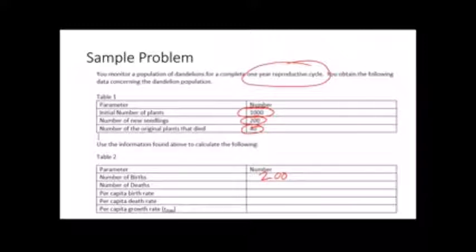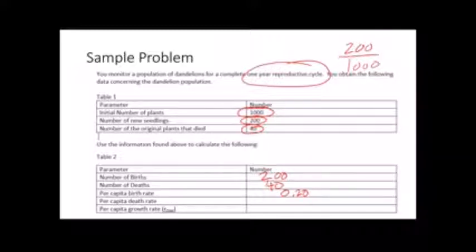We also want to know the number of deaths. Well, the problem tells us that 40 plants died during that first year. So we're just going to pencil in 40. Now the per capita birth rate. Remember, that's the birth rate per individual. To calculate that, we had 200 births out of the total population size of 1,000. So if we divide that out, our per capita birth rate is 0.2. And I'm going to write it as 0.20.